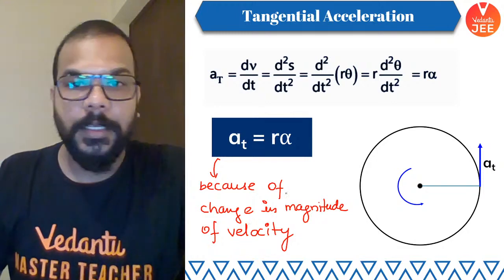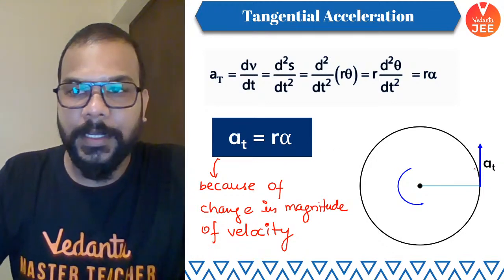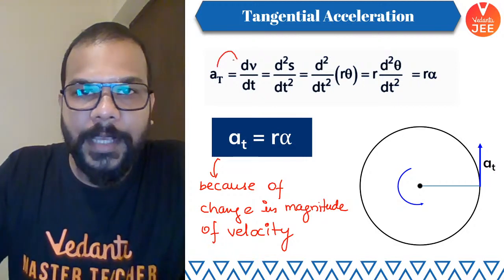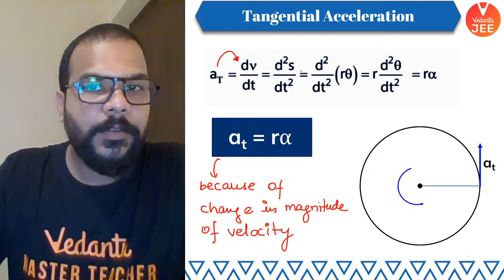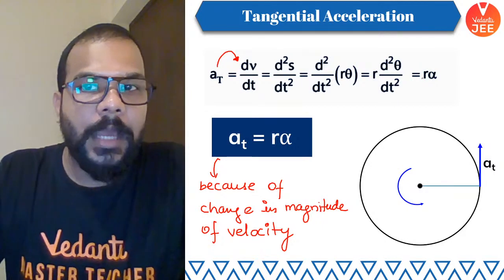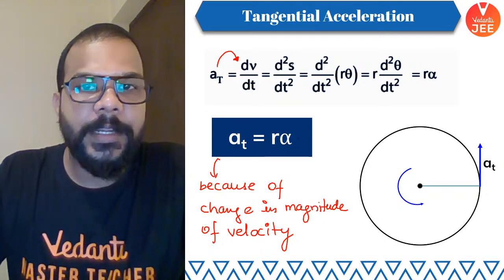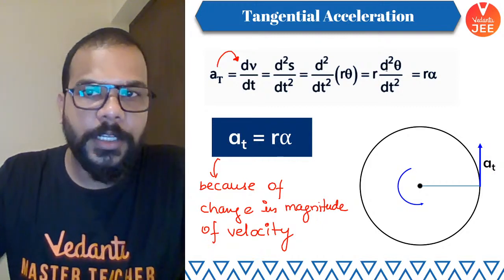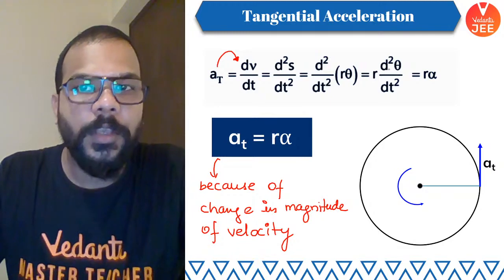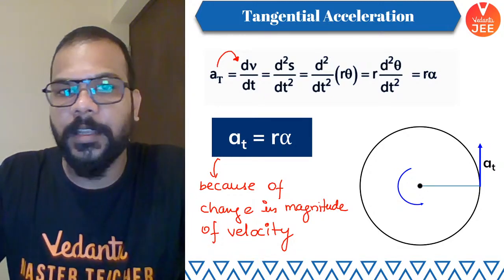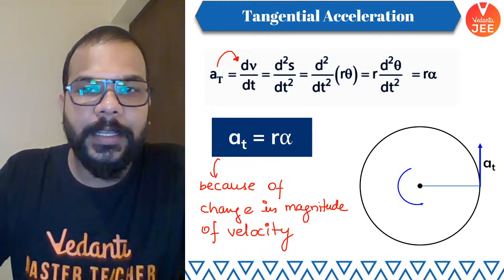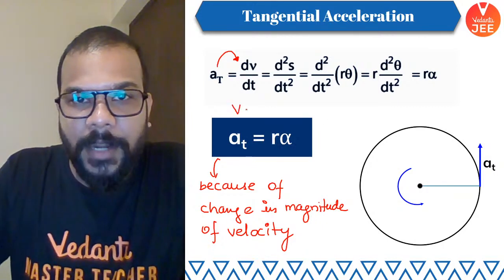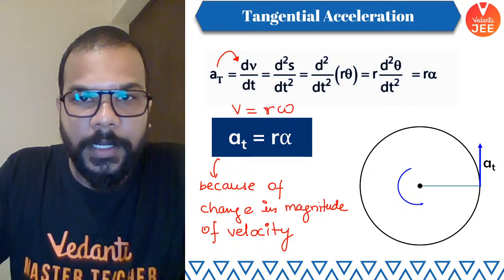If that happens, then you will have tangential acceleration, and for that to happen, a tangential force must act. That's why tangential acceleration is dv by dt, which is written as r into alpha, because it is dv by dt, which is d2s by dt square. S can be written as r theta. R is not changing, only theta is changing in terms of magnitude. So d2 theta by dt square is alpha. So tangential acceleration and alpha are related as at equal to r alpha, just as you had v equal to r omega.